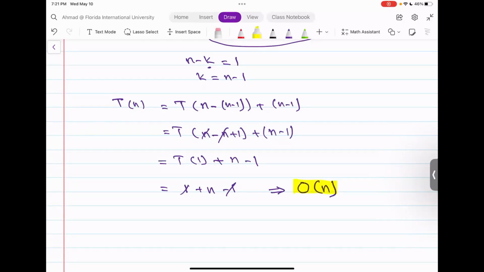I actually solve this recursive relation using some algebra or mathematics, and I come to the point where I am left with only an equation, which is either linear, quadratic or cubic, which remains only in n here. So I say that this is O of n. Now let's take one more example to understand it further.